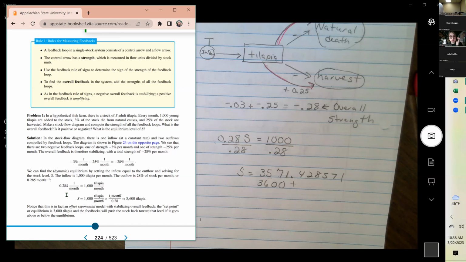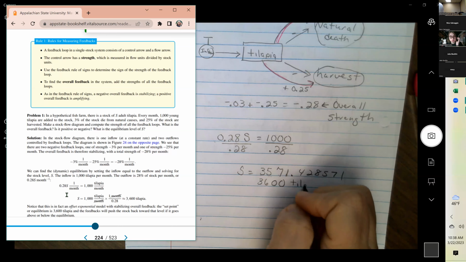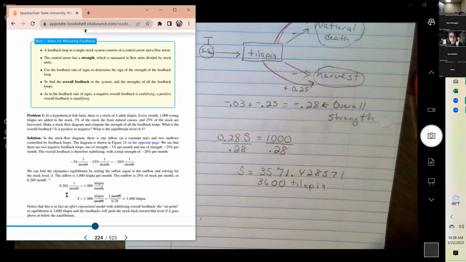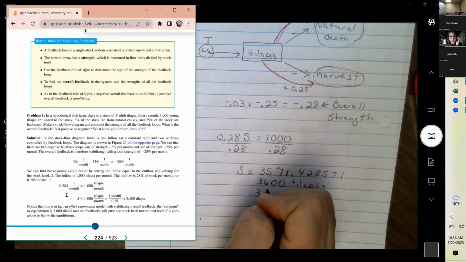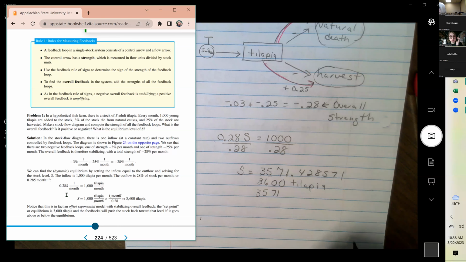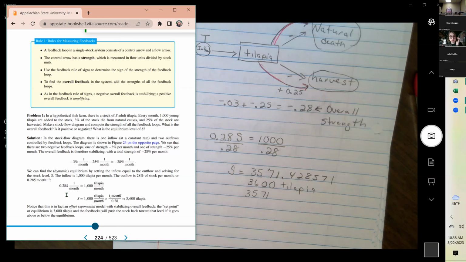It's tilapia, right? So 3,600 would be fine. 3,571 would be fine. Whatever I asked to round to, they went to 2 significant digits. They do that a lot. But any questions on it?